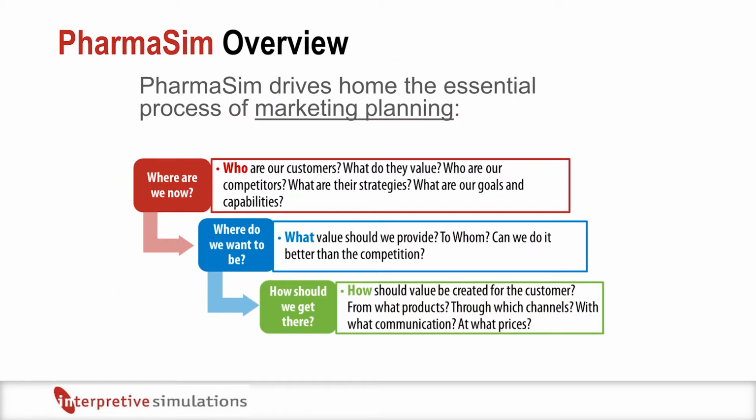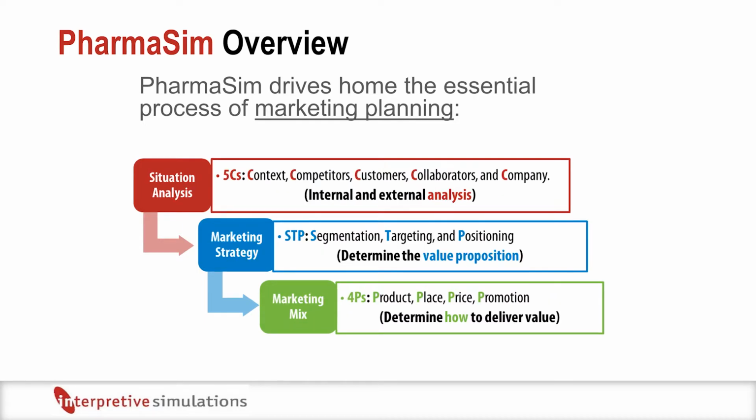PharmaSim overview. PharmaSim drives home the process of marketing planning. Where are we now? Where do we want to be? And what should we do to get there? The marketing planning process is operationalized as conducting an internal and external analysis, determining the value proposition to target customers, and delivering the value through your marketing mix tactics.